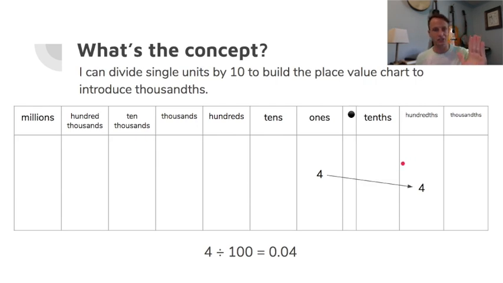Again, think of the fraction. 4 divided by 100 we could write as a fraction. Fractions express division. 4 divided by 100 we could write as 4 over 100, and we read it as what? 4 hundredths. Ah, the beauty of math.